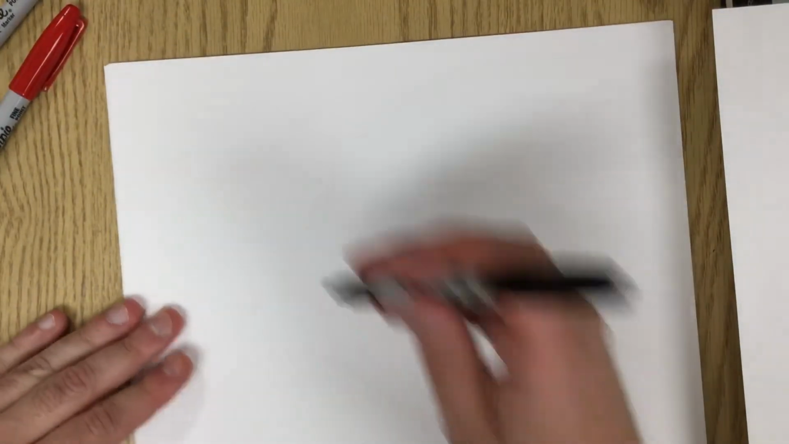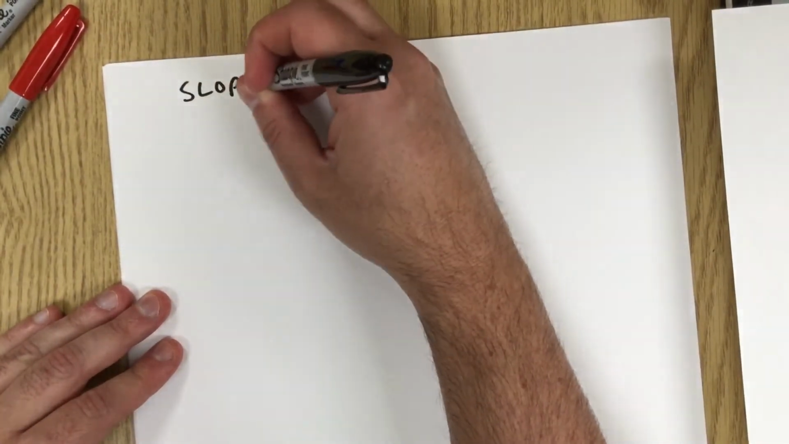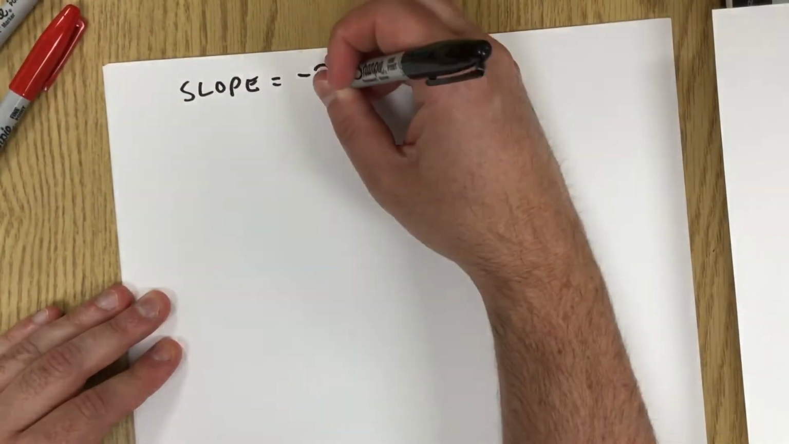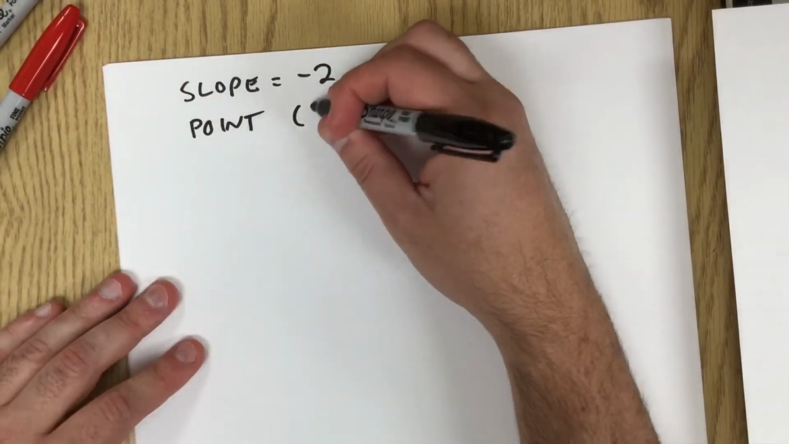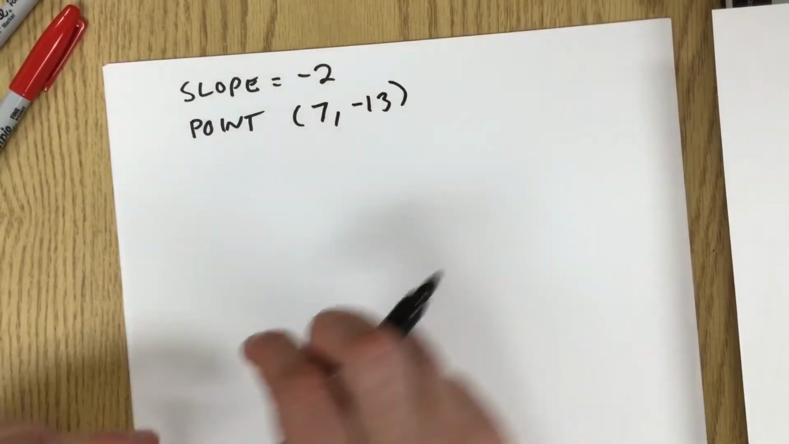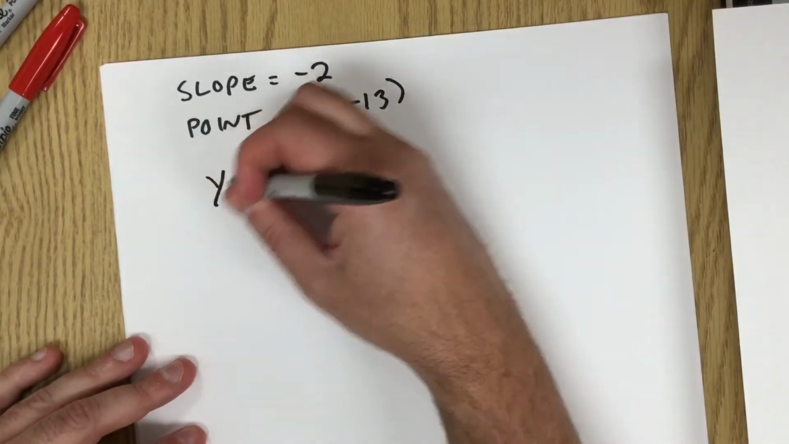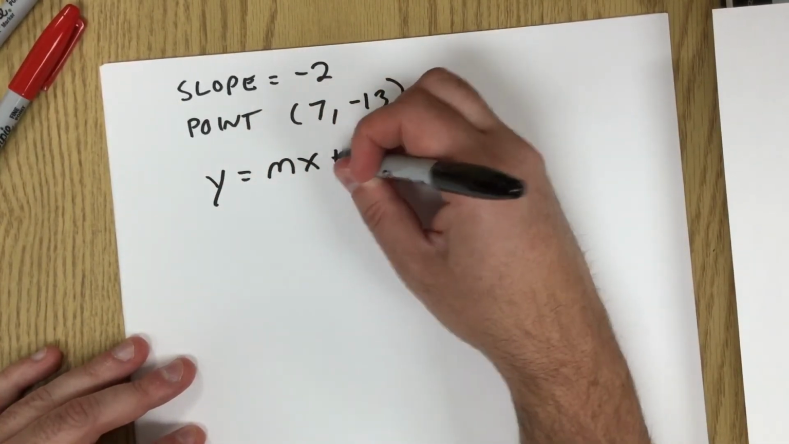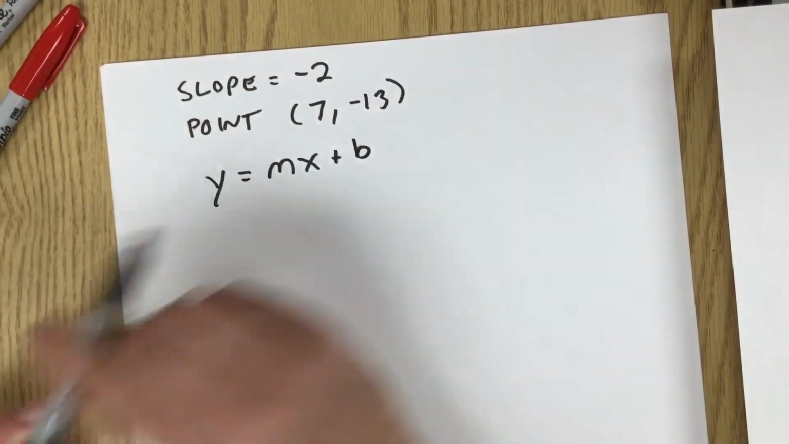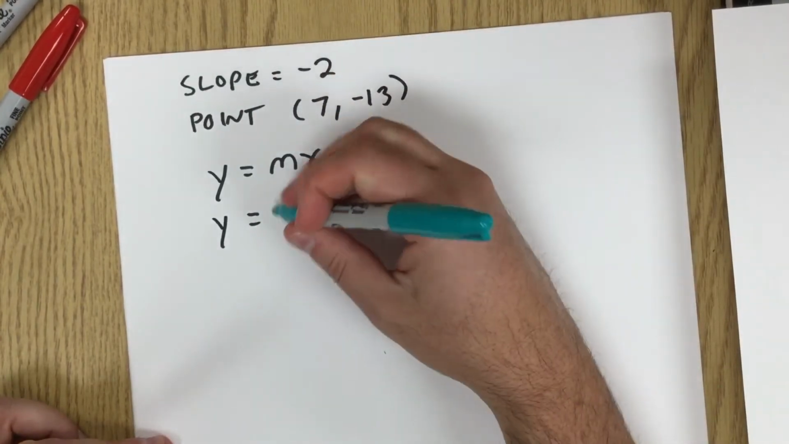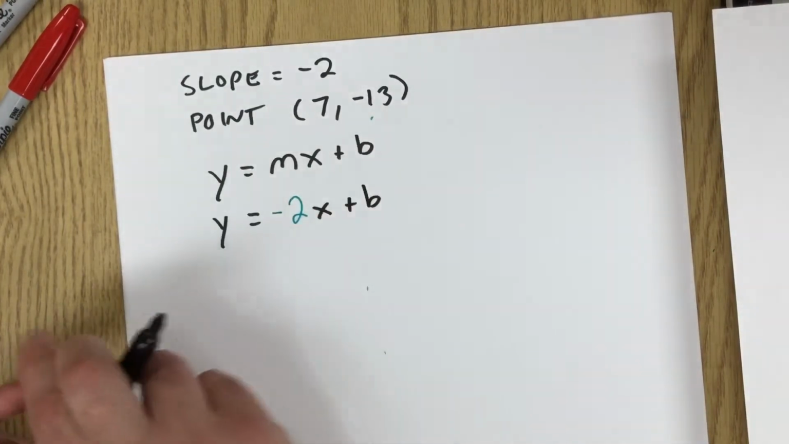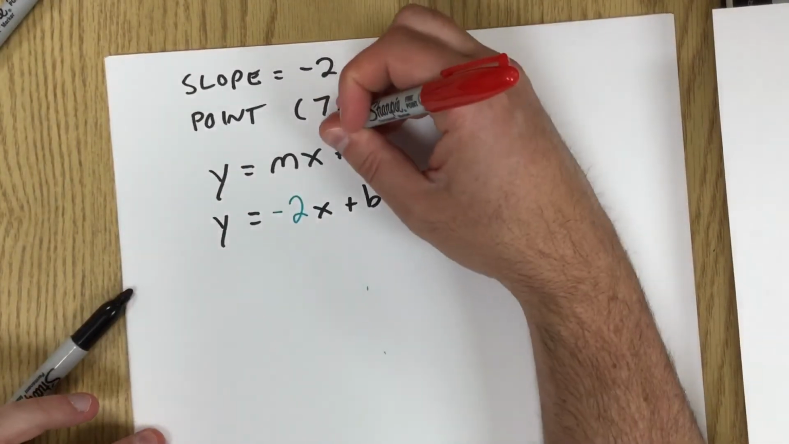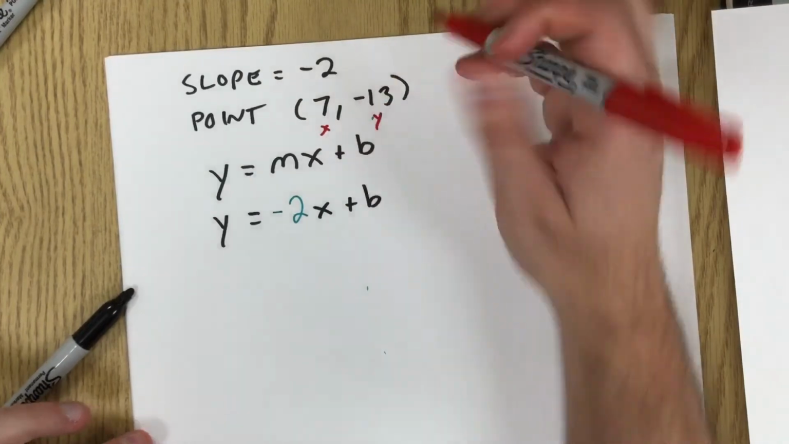Let's do another one. So let's say the slope is -2, and it goes through the point (7, -13). So what we have is, we're going to plug in the slope. So the slope is -2. We're going to plug in the point. Remember, this is the x and this is the y.